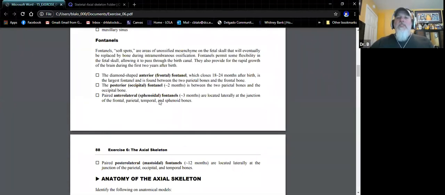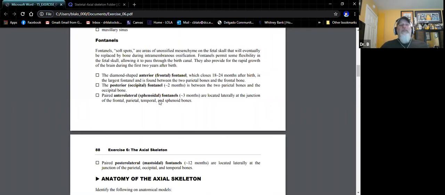Fontanelles are the soft spots that we see on newborn babies' skulls. When a baby is born, they have incomplete cranial development. The cranial bones that are created from the intramembranous ossification process have not fully formed. So what we're left with is just the mesenchyme between the individual bones. And those are the fontanelles, or the soft spots that we associate with a newborn baby's head.